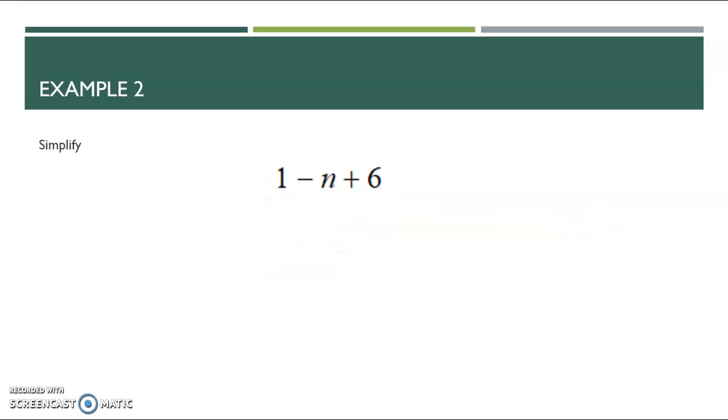All right, next example. 1 minus n plus 6. So we've got to find what are our like terms. Our like terms are the 1 and the 6. I always put my variables first. It doesn't mean that you have to, but I do. Now, in putting my variable first, the negative has to stay in front of it. All right, this is still a negative 1n. There are no other n's, so I'm not going to combine it with anything. And then I'm going to do 1 plus 6, which is 7.